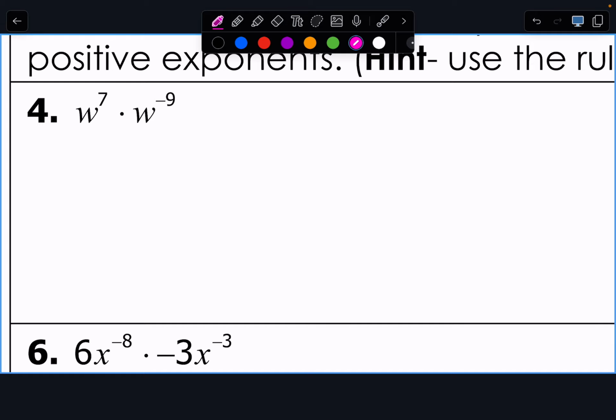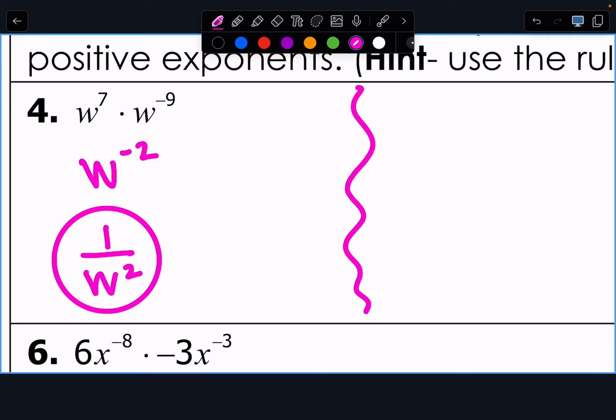Hey, we're going to talk about it. Okay, how many of you rewrote this as a fraction and then simplified? That's what you did. Okay, how many of you did the product rule and you added your exponents and then rewrote it? Okay, so you can take two different ways. You could say, hey, I can add my exponents together and then I can rewrite it to be a positive exponent.